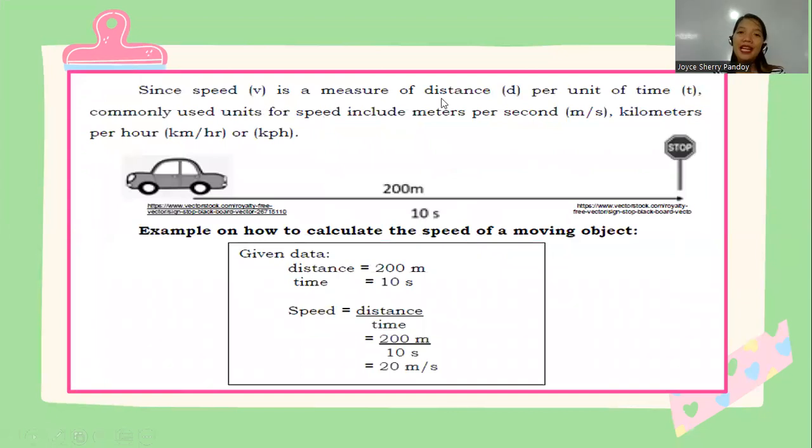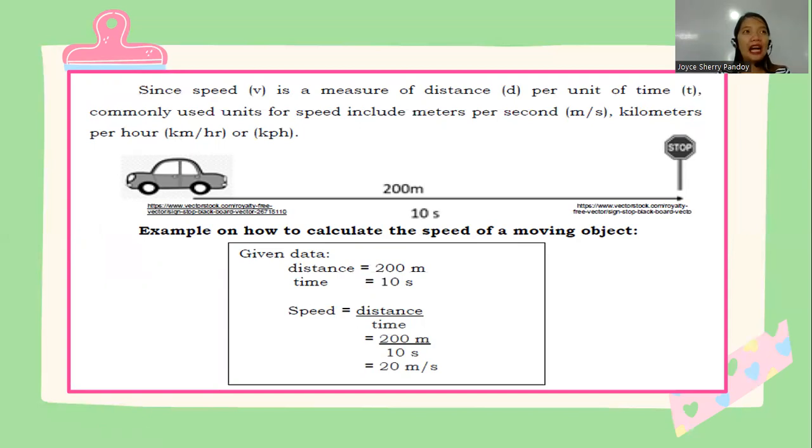Since speed is a measure of distance per unit of time, commonly units for speed include meters per second, or m/s, or kilometers per hour, km/hr or kph. Now, we have here an illustration of a car that travels 200 meters in 10 seconds. So this is an example on how to calculate the speed of a moving object.